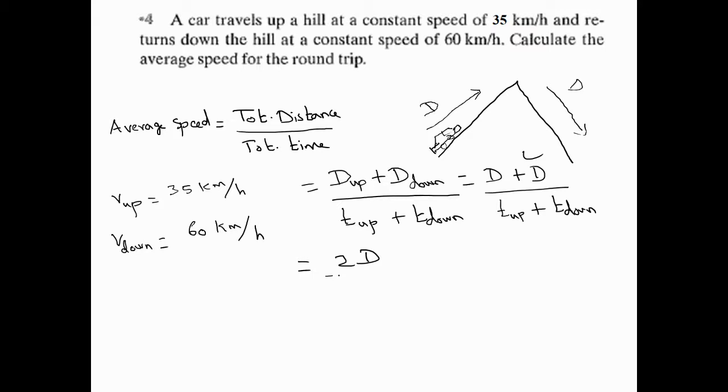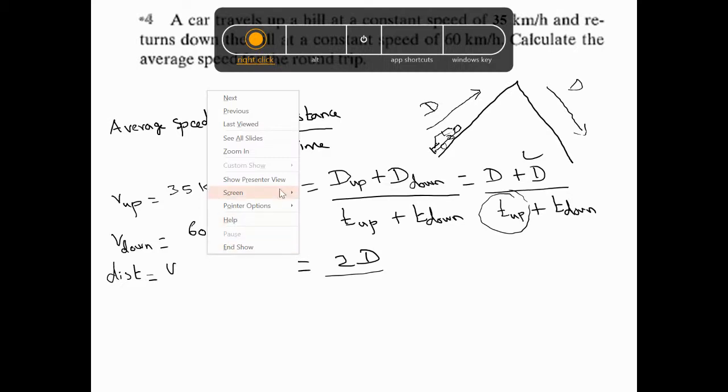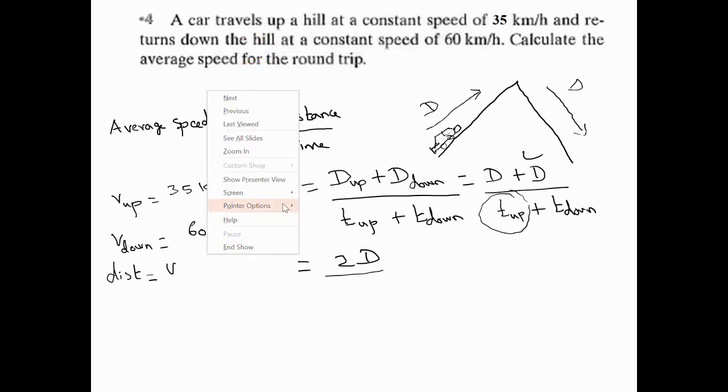Okay, then which is equal to, because we don't have the value of this time up, but we know the formula. What is the formula for distance? We know speed is equal to distance over time. Therefore, distance is equal to speed multiplied by time. Because we don't have the value of time, so I have to.